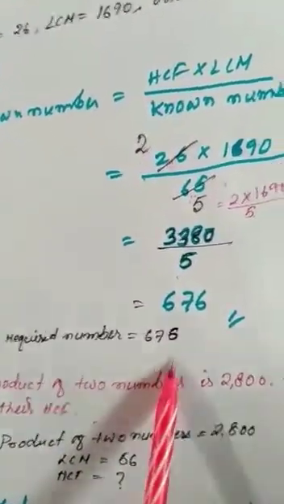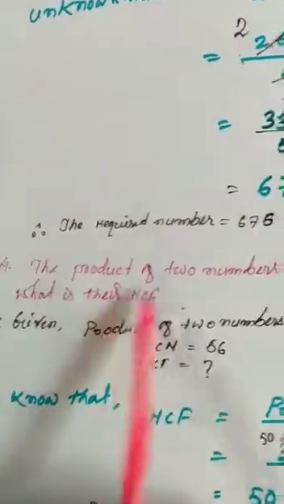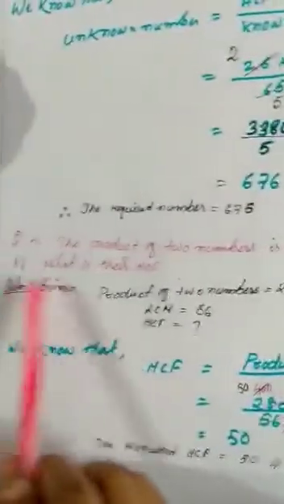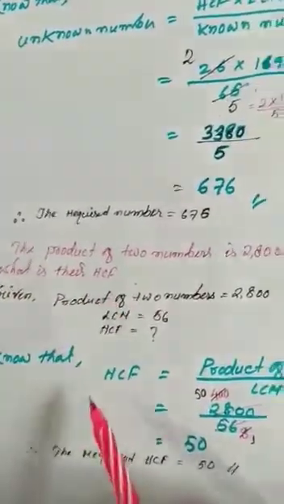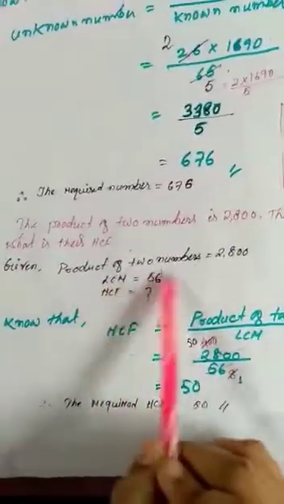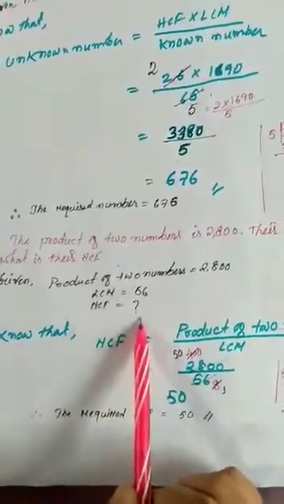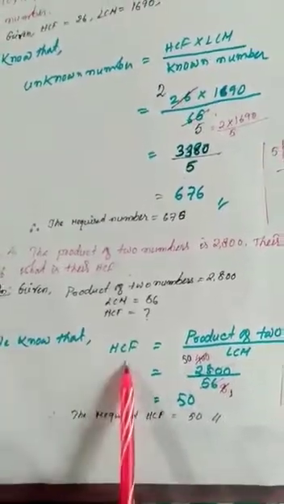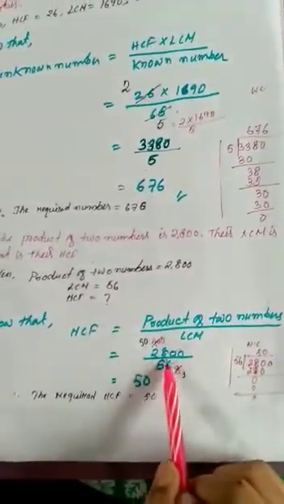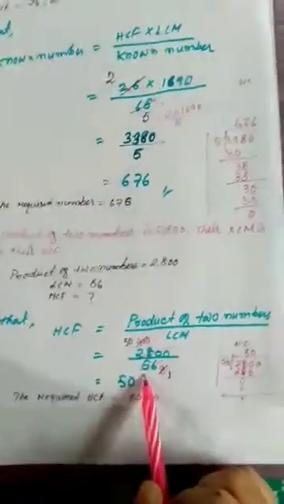676. Okay children, now let's move to question number 4. The product of two numbers is 2800, their LCM is 56. What is their HCF? Is this similar to question number 2? So let's see, given the product of two numbers and the LCM, we have to find the HCF. So we know that HCF is equal to the product of two numbers divided by LCM. So 2800 divided by 56.